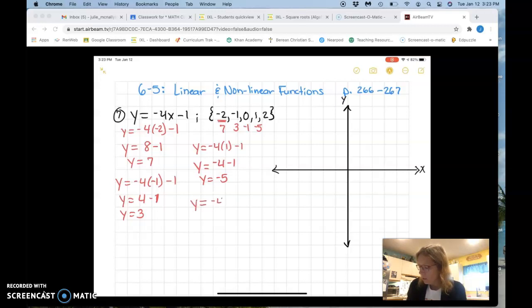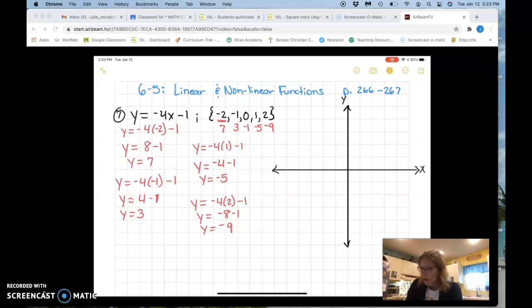And then -4 times 2 minus 1, which would be -8 minus 1, which would be -9. Yes, okay. So now I'm just going to plot each of these points and graph it, and that's all it wants me to do. Graph it for the given domain. So then we'll be done after we graph it.